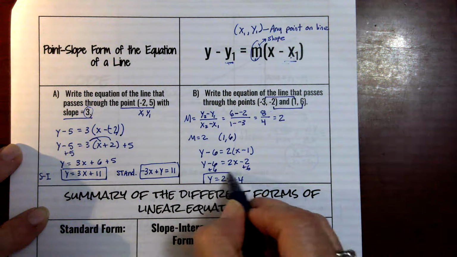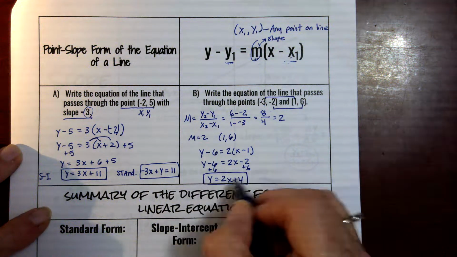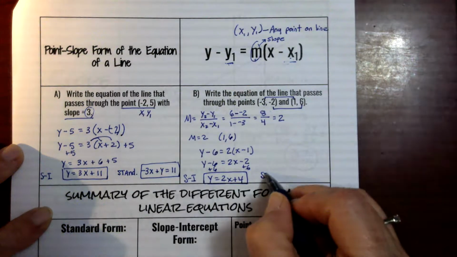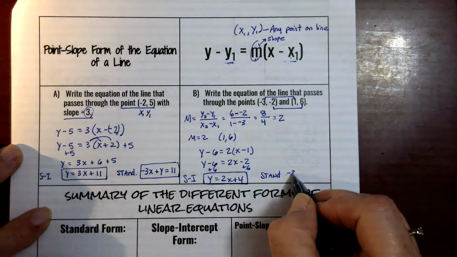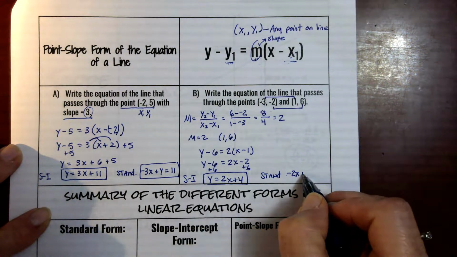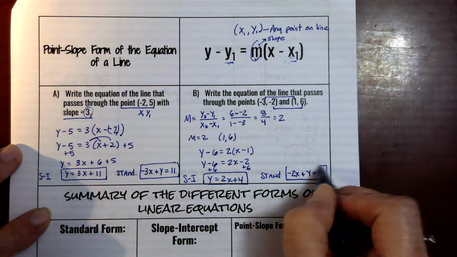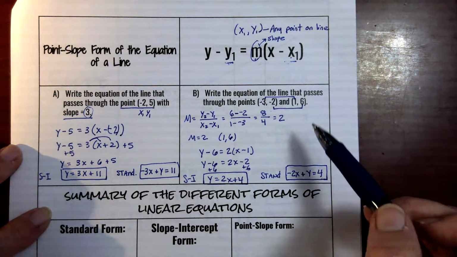And again, if you want it in slope-intercept form, there it is. If you want it in standard form, I would subtract the 2x over and write it as 2x plus y equals 4. So it doesn't specify, again, but I think in Hawkes on some of the certification problems, it will specify what form to write it in.